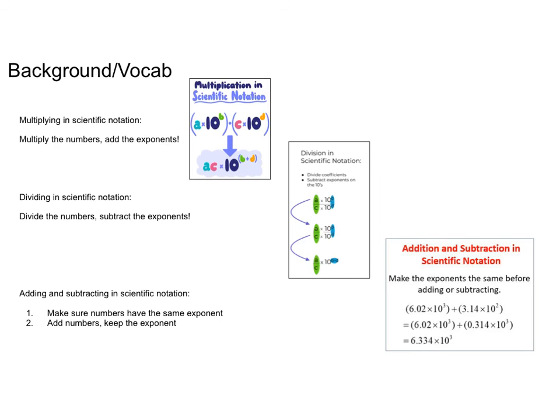All right, just to review our background knowledge real quick. When we're multiplying numbers in scientific notation, multiply the numbers, add the exponents. When we divide the numbers, subtract the exponents. And when we add and subtract, once we have the same exponent, we just add or subtract and keep the exponent. Okay? Make sure to reference these drawings and these diagrams if you need any help.